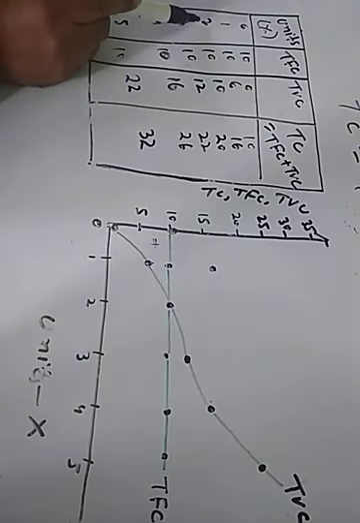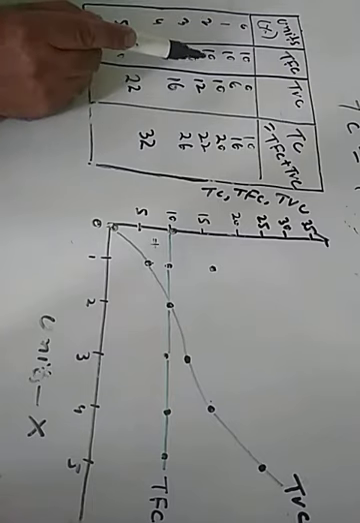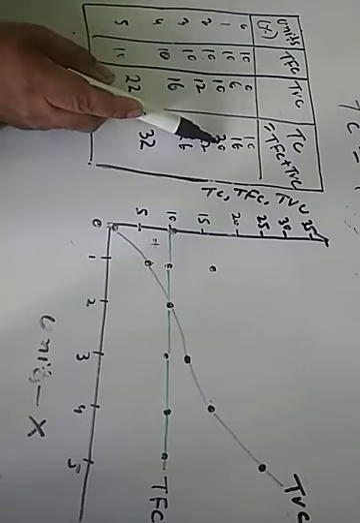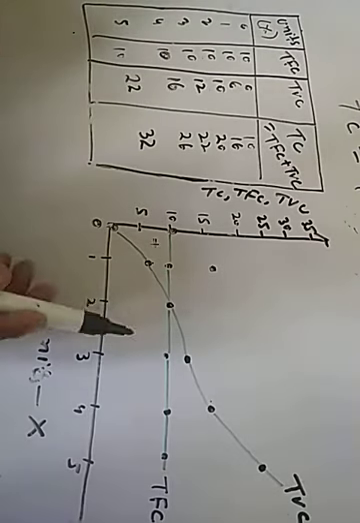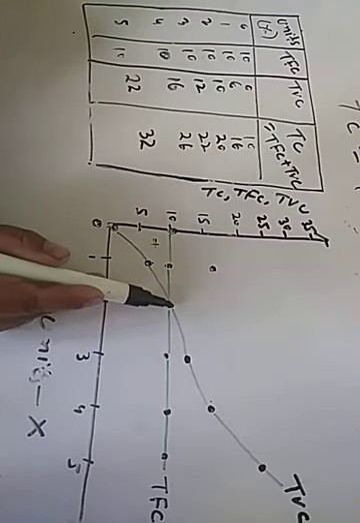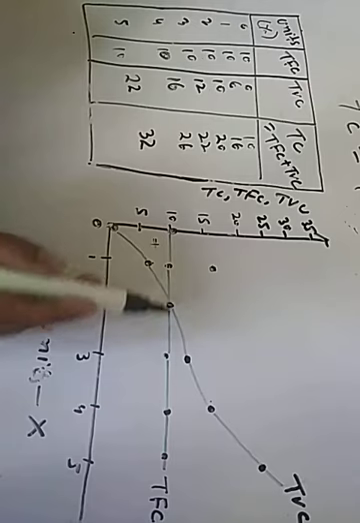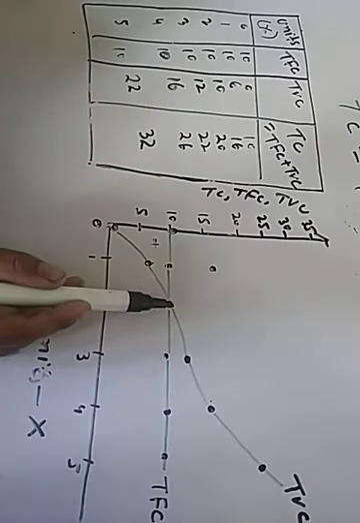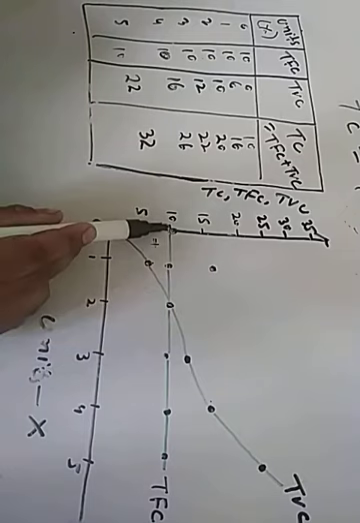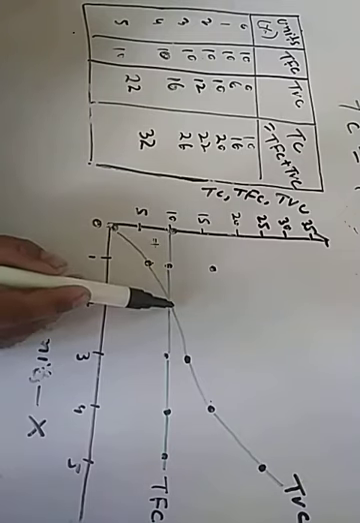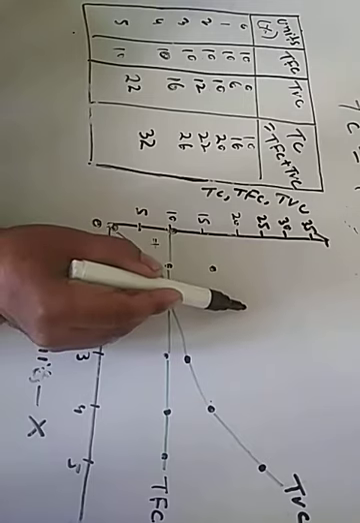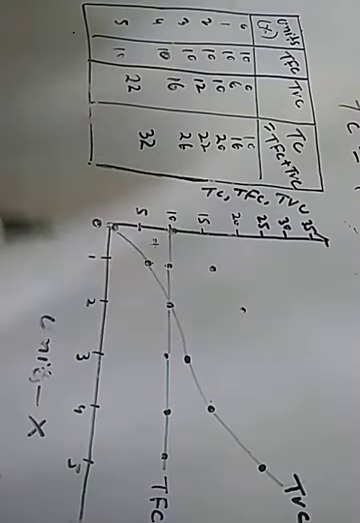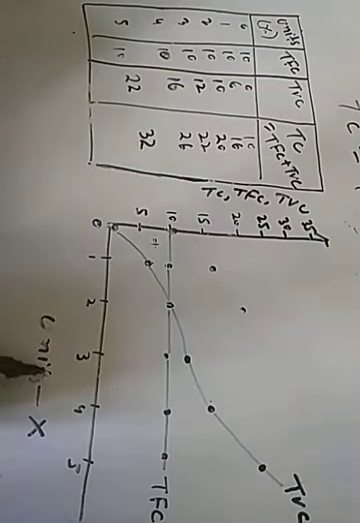Now when level of output is 2 units, total fixed cost is 10, total variable cost is 10, total cost is 20. This is the common point of both the total variable cost curve and total fixed cost curve, which shows 10 total fixed cost plus 10 total variable cost. 10 plus 10 will be 20. 20 will be here, total cost when level of output is 2 units.